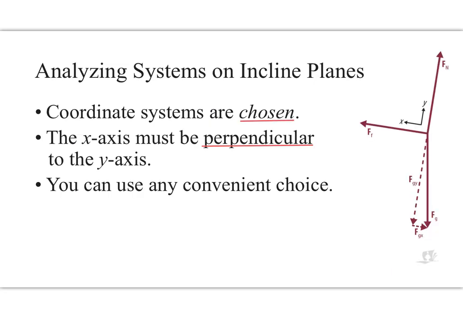We have systems that happen on inclines. When you think about an incline, just like when we did the pulley system and we decided that this is up and that's down, or this is positive and that's negative, the coordinate system is chosen. This will make a little more sense when we see the example, but you have a normal force. That normal force is always going to be perpendicular to this extended force of gravity here.